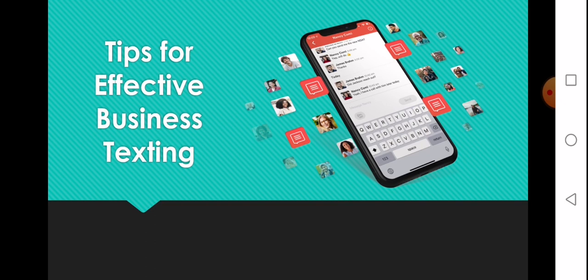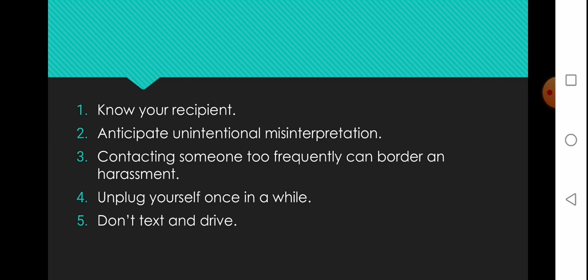First, we have the tips for effective business texting. First, know your recipient. Before you start inserting too much personality into your text, make sure the tone fits your audience and message. Second, anticipate unintentional misinterpretation.